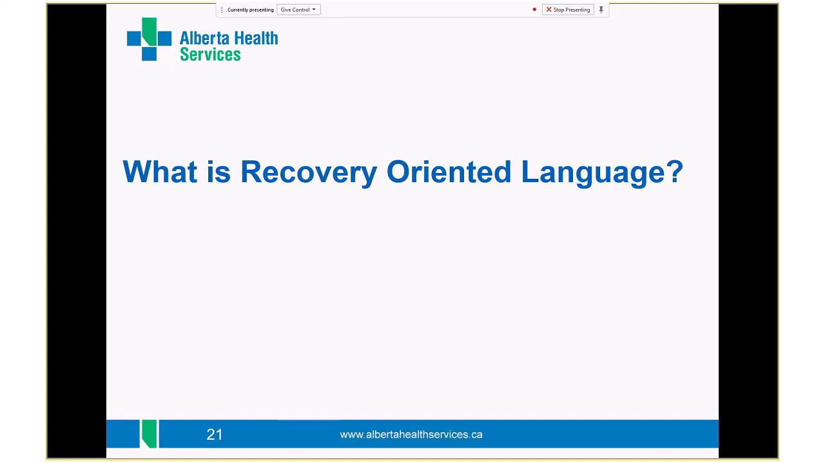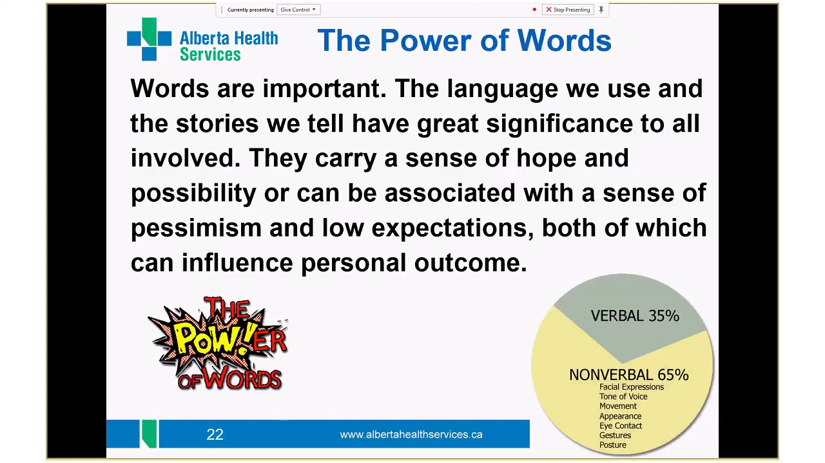The next thing that we're going to be talking about is recovery-oriented language. Not only do we need to look at the strengths and goals of our patients, but we need to use language that instills hope, positivity, and client-centered strength. Words are important. The language that we use, the stories we tell, all have great significance to everyone that is involved. They carry a sense of hope and possibility, or they can be associated with a sense of pessimism and low expectations, both of which can influence the personal outcomes.